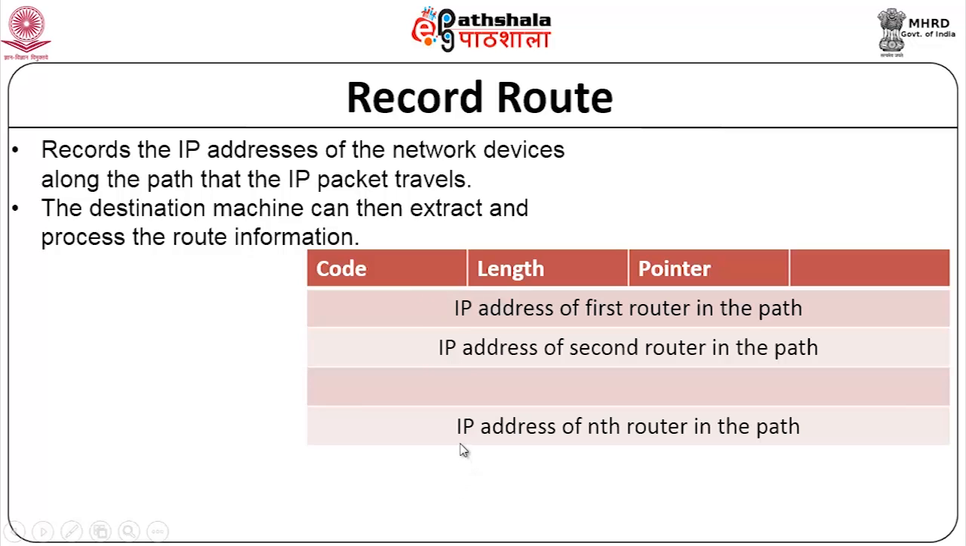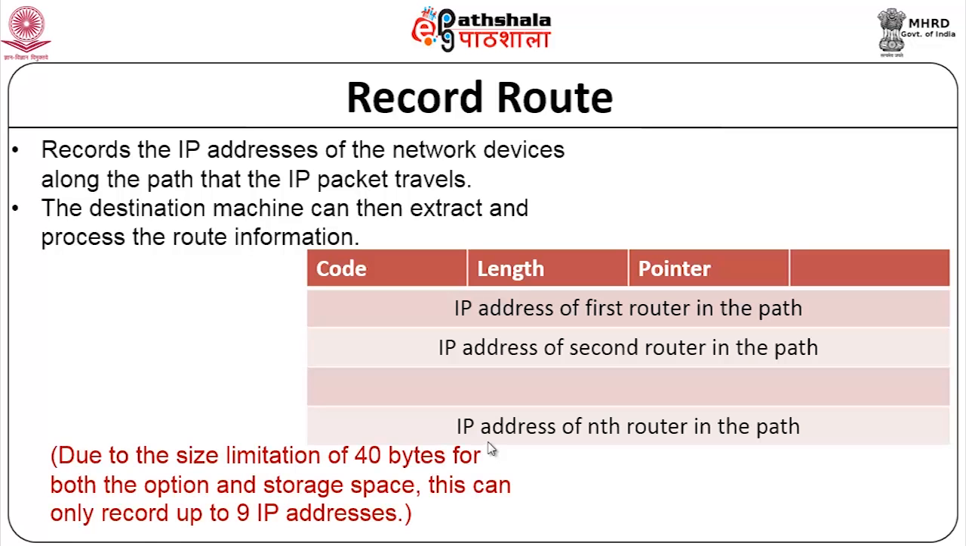Basically it is to find out what route your packet is taking, and the destination machine can extract this complete route information and process it and take whatever decisions are required. It may be for debugging purposes, or for measurement purposes, or for whatever network management purposes. Okay. The only limitation we have here is on size, which is that you have a limitation of 40 bytes for both the option and the storage space.